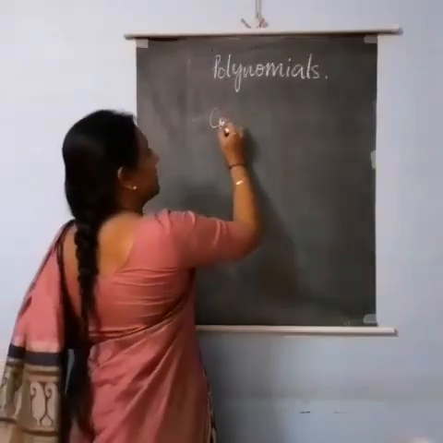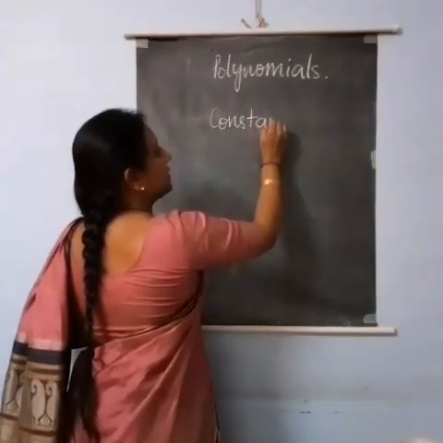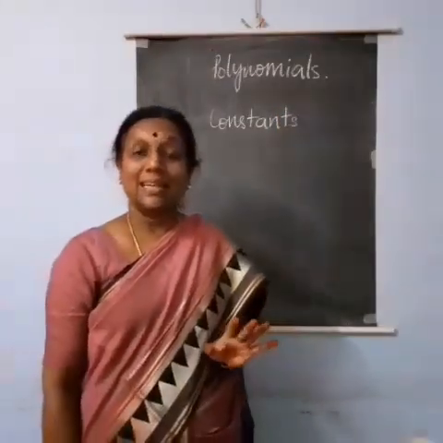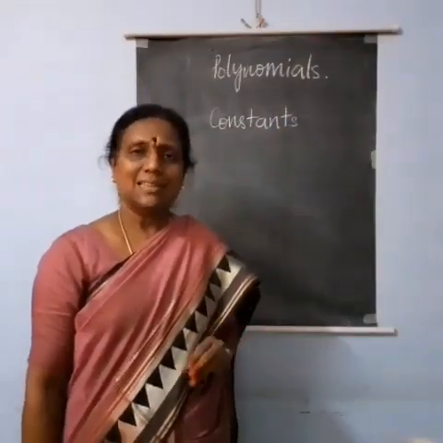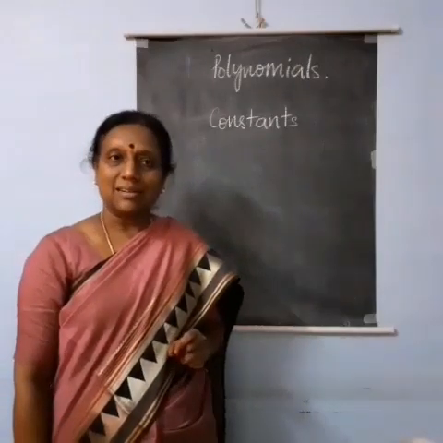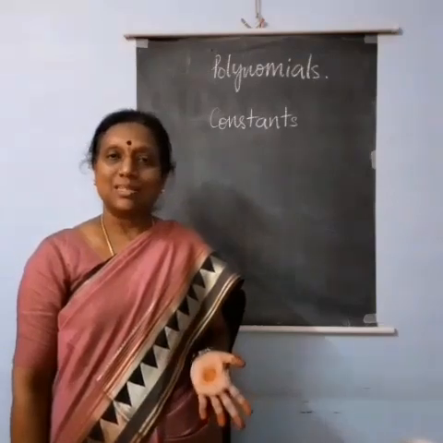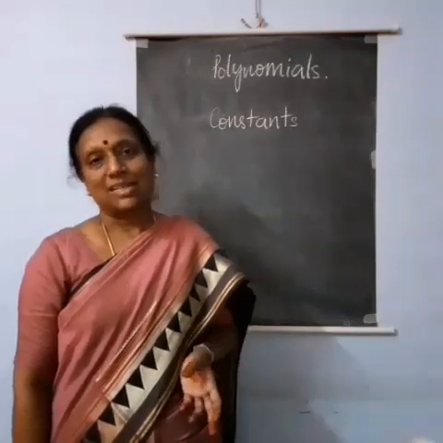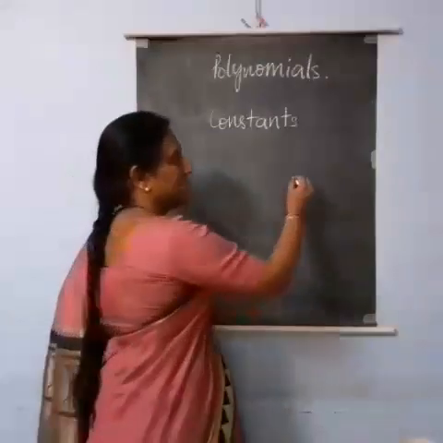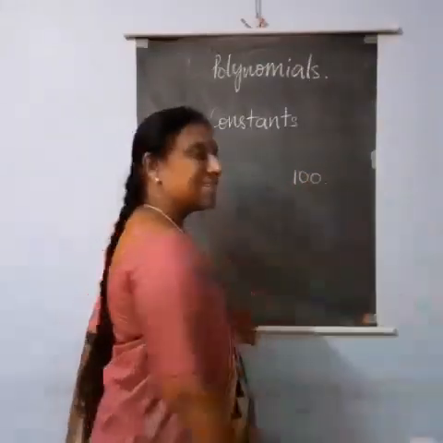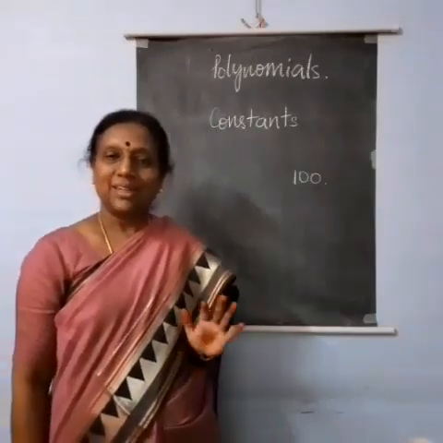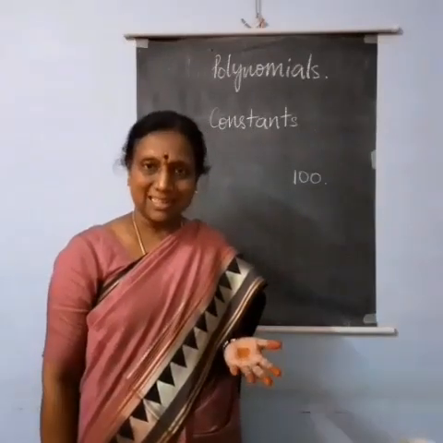Constant, the meaning in English, means it does not change, right? The same meaning goes for mathematics also. Constants are terms whose value does not change at all. For example, we can take any number. Just say we take the number 100. Do you think the value of 100 can change? No. 100 cannot be equal to 1, can it?